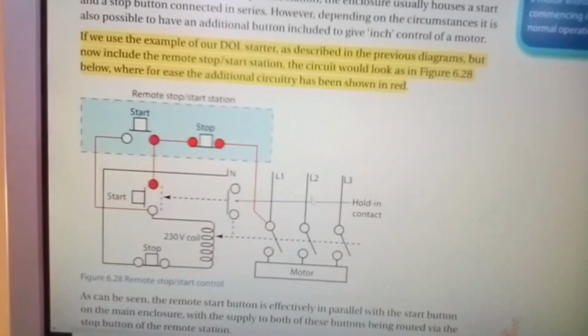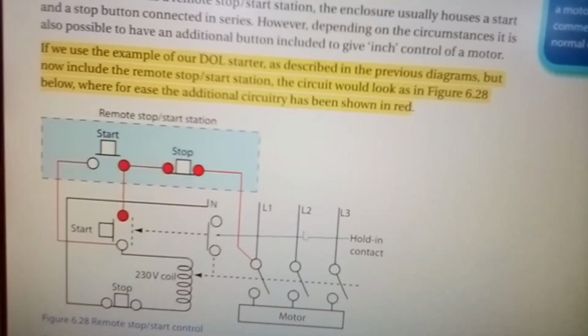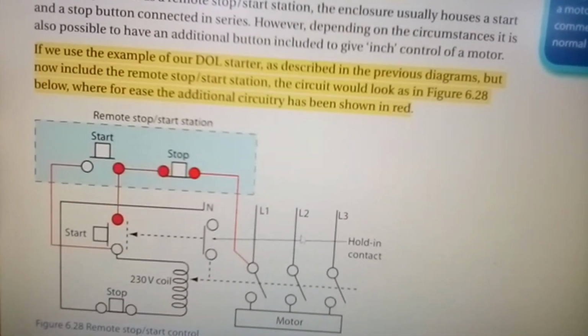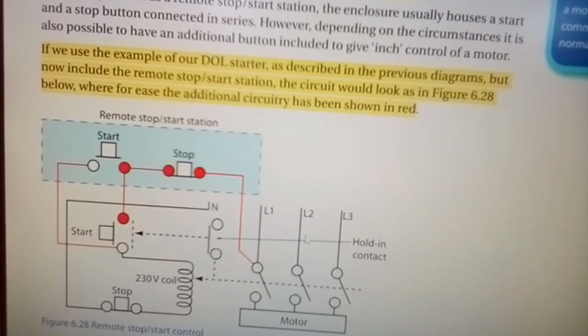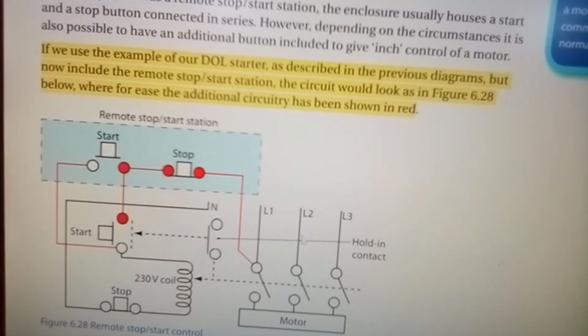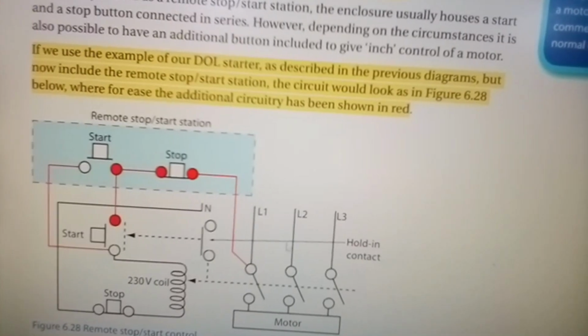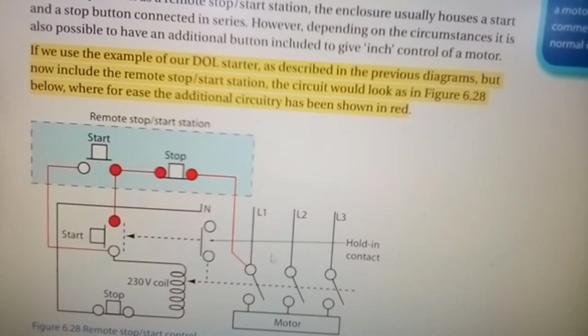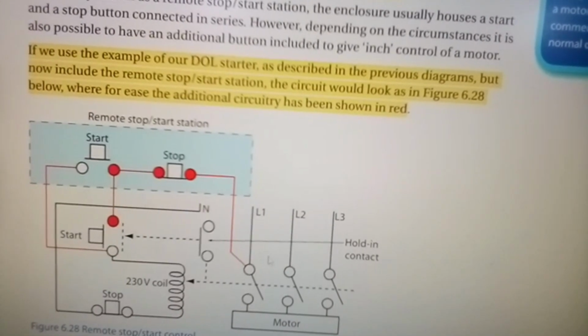Oh, sorry about that. It's okay, I was just trying to look at something else at the same time. Alright, okay, that's just your remote stop start station, okay, bear that in mind. And the inch button, there's an inch button which basically shuts out the motor, I suppose, give it through a start coil.